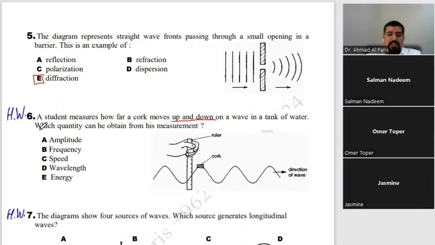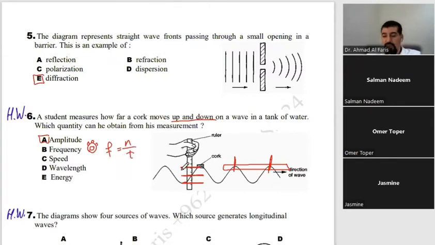Which quantity can he obtain from his measurements? What can he measure in this situation? Exactly. He can measure the amplitude, which is half. If he puts the ruler horizontally like this, he can measure the wavelength. So here he measures only the amplitude. For frequency, he needs a stopwatch to count how many vibrations happen divided by time.